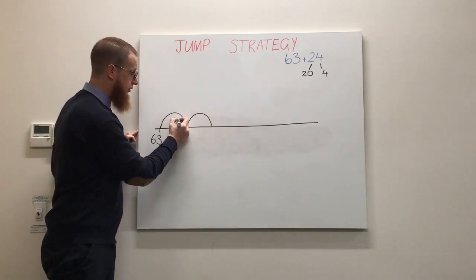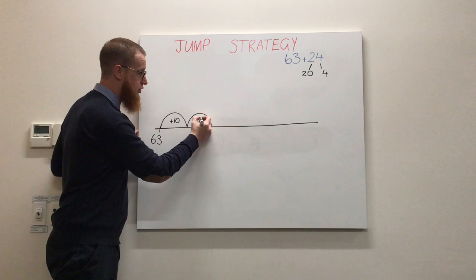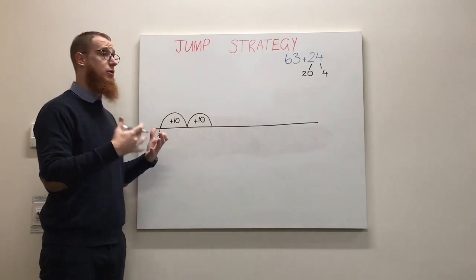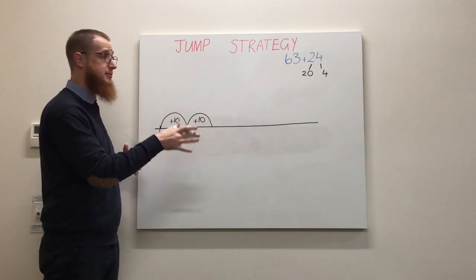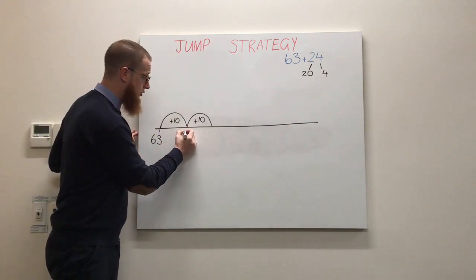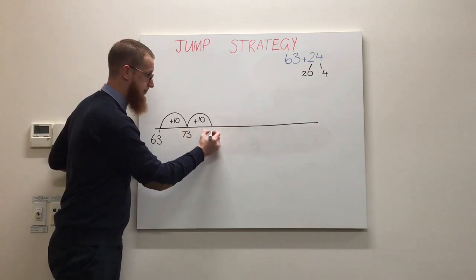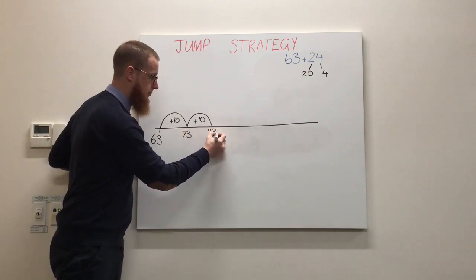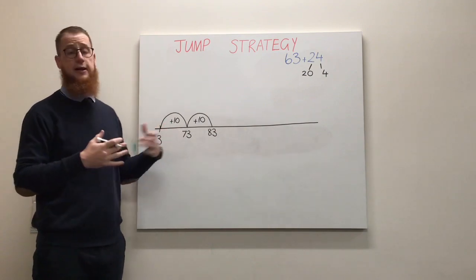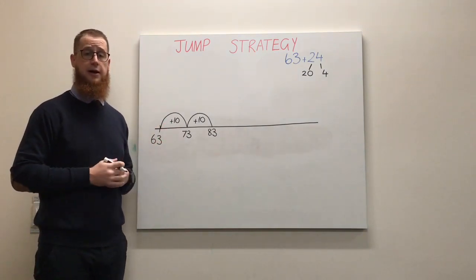Now it is really important that when you're doing jump strategy that you show the value of each jump. If I don't do that, I'm going to forget what that jump is worth. And so when it comes to my working out later on, I'm going to be really stuck. It is also important that you show where you've landed after each jump. This now shows me that I have completed 63 plus 20. I've done half of my equation.